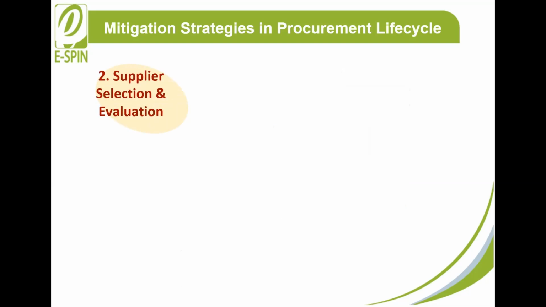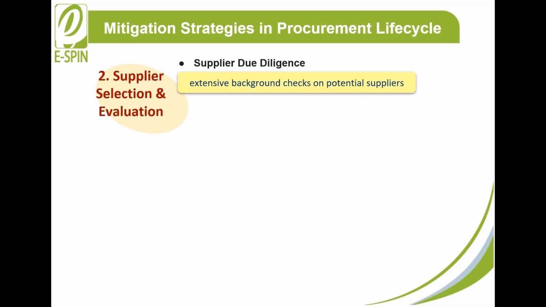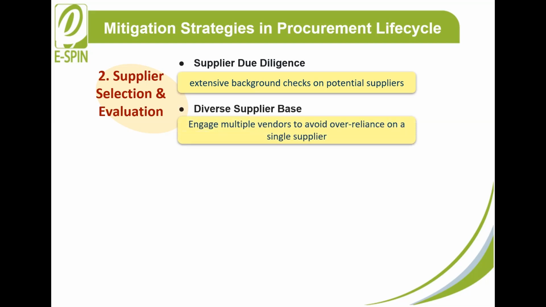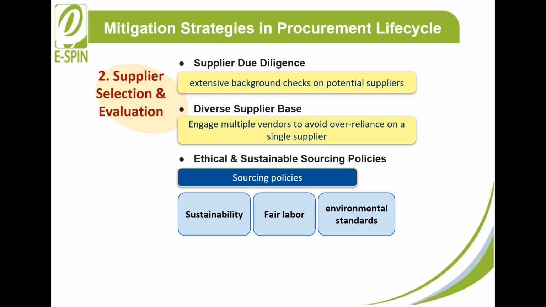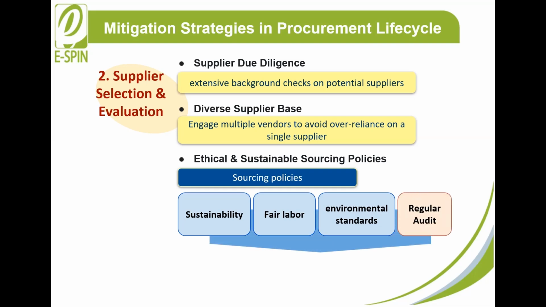In the supplier selection and evaluation stage, the mitigation strategies include supplier due diligence by conducting thorough background checks on suppliers. Diverse supplier base, engaging multiple vendors to avoid over-reliance on a single supplier. Ethical and sustainable sourcing policies. Sourcing policies focused on sustainability, fair labor, and environmental standards, with regular audits to ensure compliance through collaboration and feedback.